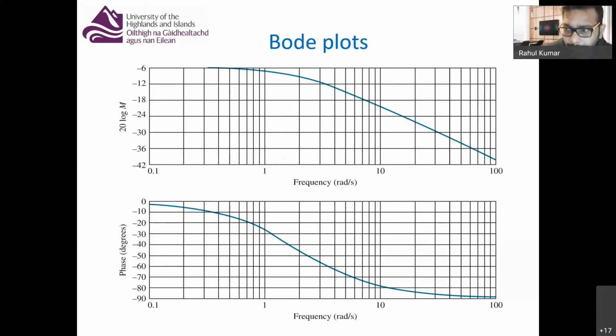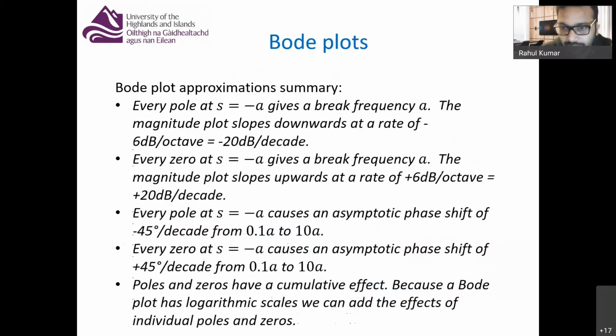Now let's try and plot the Bode plot. Let's learn how we can plot this type of diagram. Generally for the Bode plot, we need the transfer function. From the transfer function, we find out the values of poles and zeros.